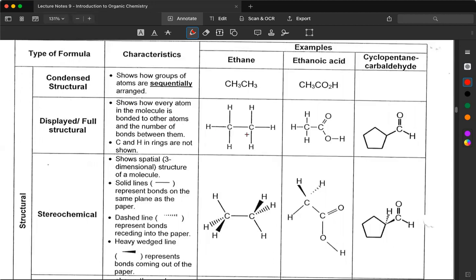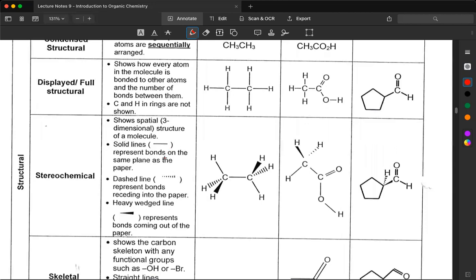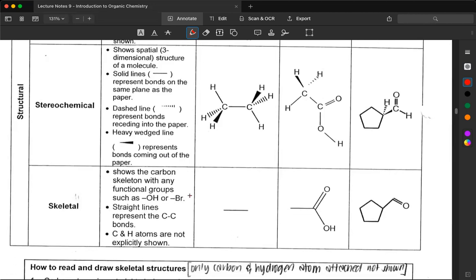The C and H in rings are not shown. In stereochemical, we show the spatial three-dimensional structure of the molecule. Solid lines represent bonds on the same plane as the paper. Dashed lines represent bonds receding into the paper, and the heavy wedge line represents bonds coming out of the paper. So this is a 3D representation. Skeletal formula shows the carbon skeleton with any functional group such as OH or Br. The straight line represents the C-C bonds, and we don't show the C and H atoms.